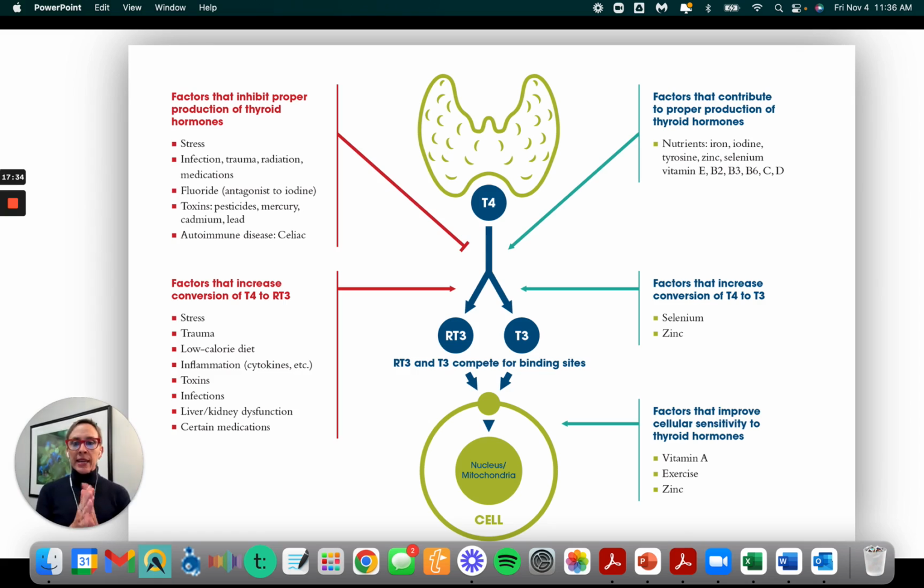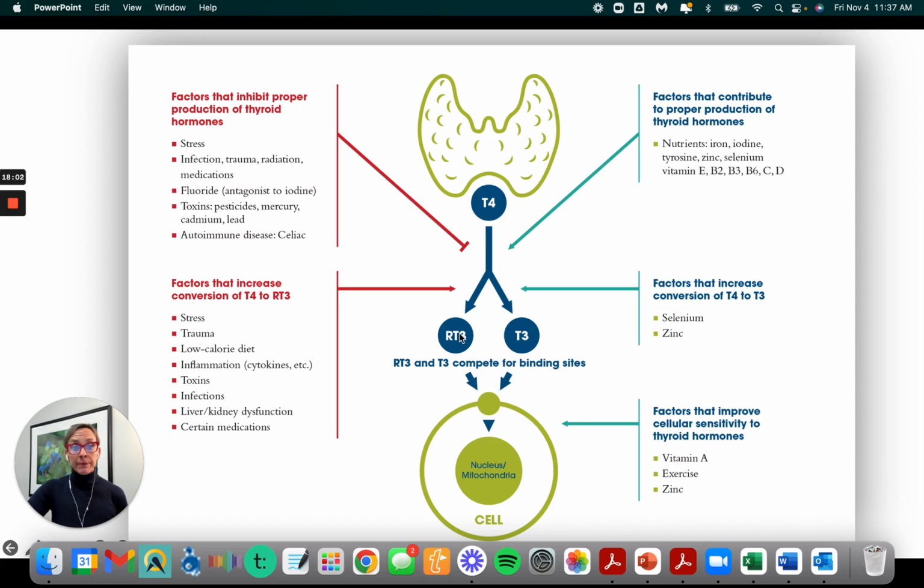Okay, another way to look at this, which I love, is this schematic as well. It simplifies it a bit more. So here we go. This is just the thyroid gland. T4 comes out. Some of it goes to reverse T3 and some of it goes to the active T3. Both of these are competing. This is a receptor on a cell in the body. Could be any cell. Could be a brain cell, a liver cell, a muscle cell, something that's needing metabolism. So they bind to that.